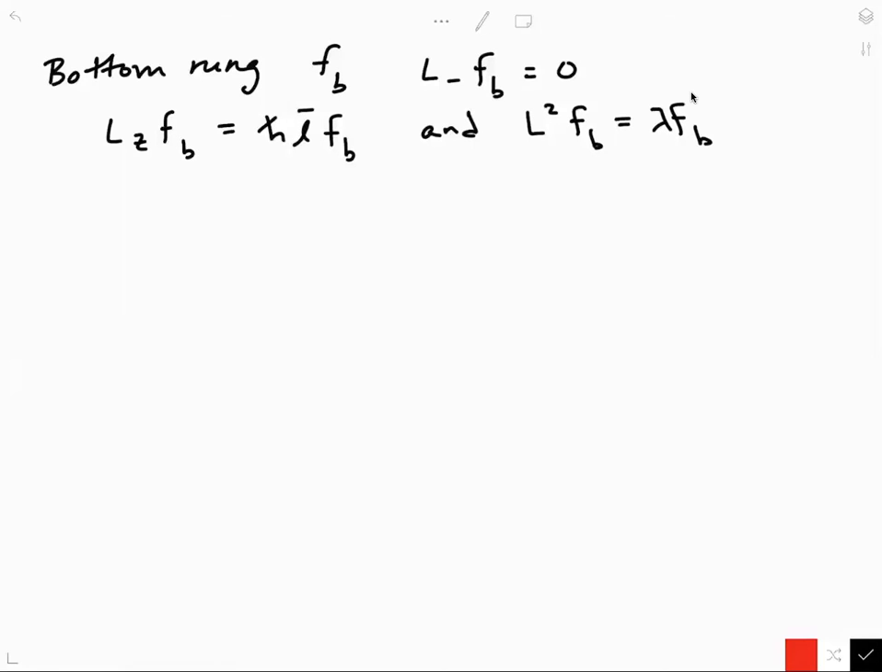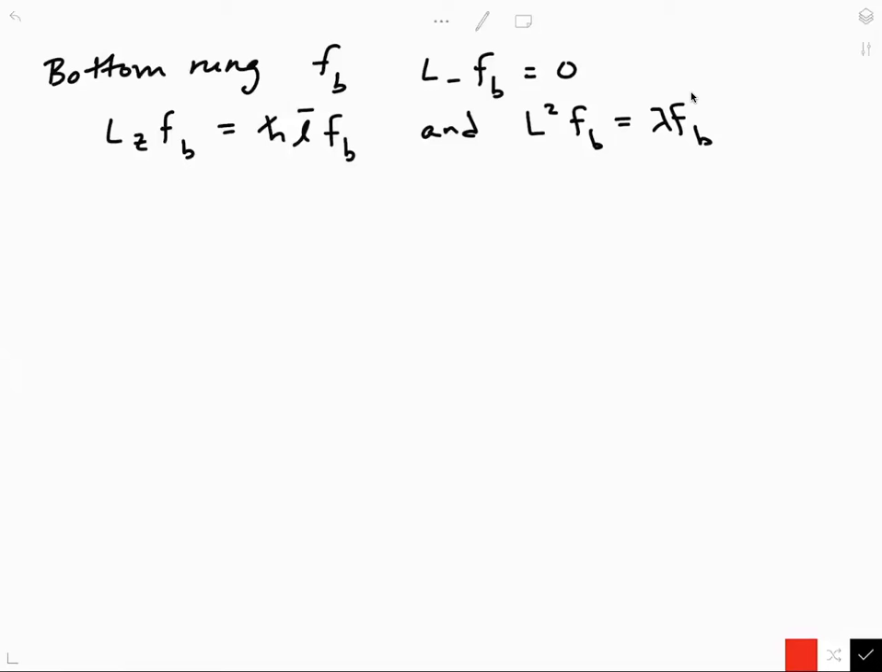Let's continue talking about our ladder operators for the angular momentum for the electron in the hydrogen atom. The bottom rung eigenfunction, which we'll denote with a B, f_b, is going to work so that it terminates our ladder operator. If we try to use the lowering operator once more, we get an answer of 0, and it terminates that series.